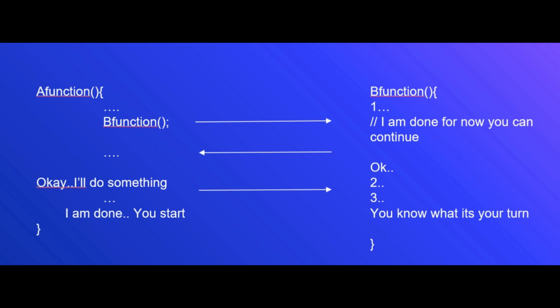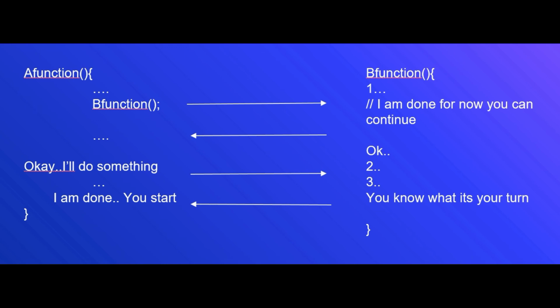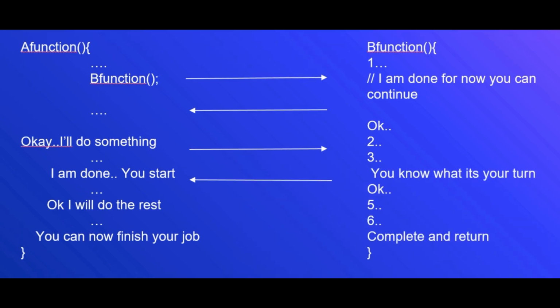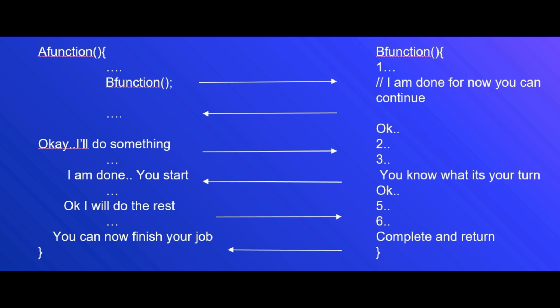The control will again transfer back to A function, which will say, "Okay, I will do the rest of my work," and after completing the job, it will then ask B function to complete the rest of its work. Then B function will say, "Okay, I'll do 5 and 6." It will complete and return, and the control will then return back to A function, which will complete.